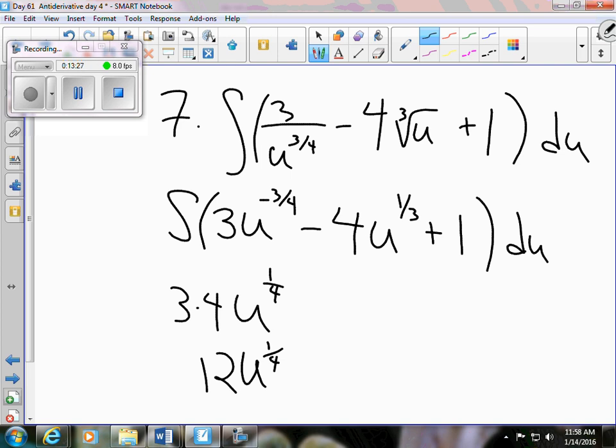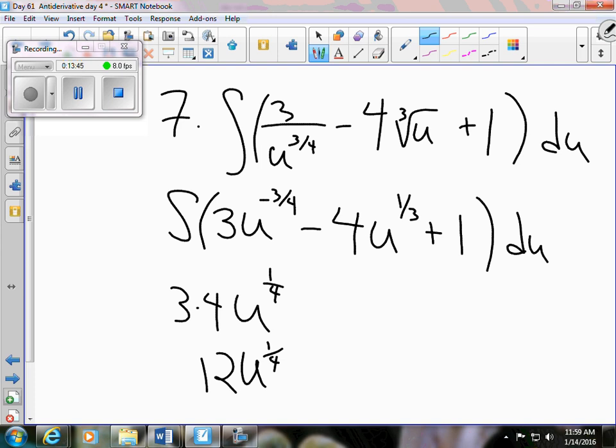Sometimes people try to flip the old exponent. You can't do it. It's got to be the new exponent. Either you multiply by the reciprocal of the new exponent or divide by the new exponent. When it's a fraction, it's easier to multiply by the reciprocal.